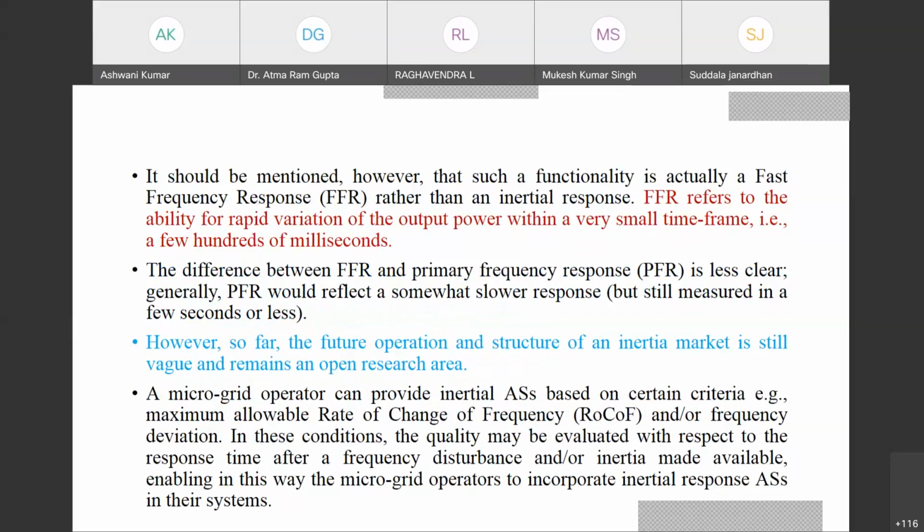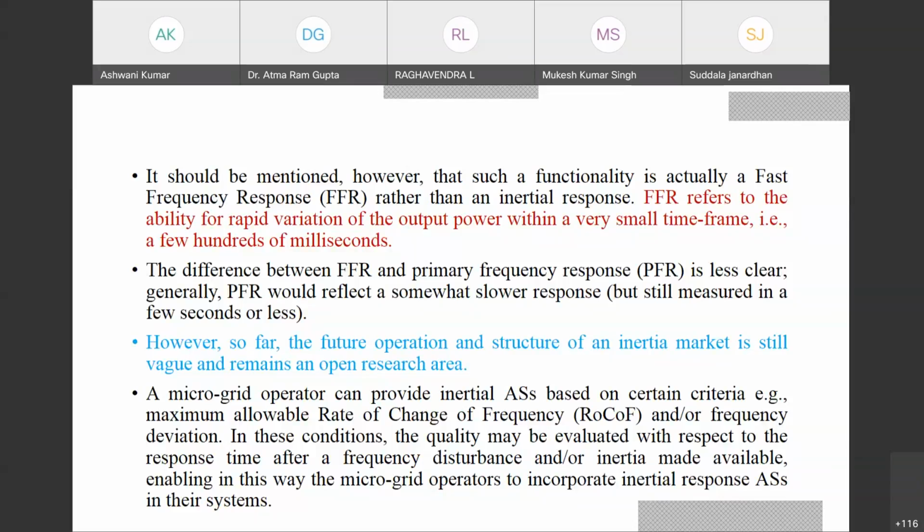So we do require fast frequency response today. In addition to the inertial response, the fast frequency response is essential, and this FFR refers to the ability of rapid change in the power output within a very small time frame, a few hundred milliseconds. So we need very fast storage devices which can put power into the grid or into the microgrid very fast, with a frequency response of milliseconds. So that is a concept coming up for ancillary service provision.